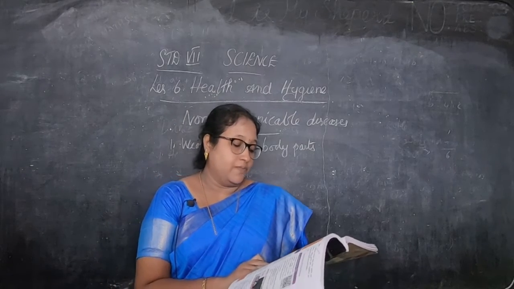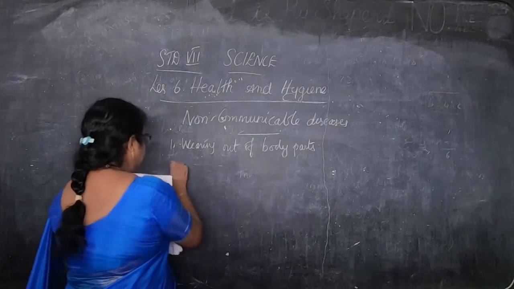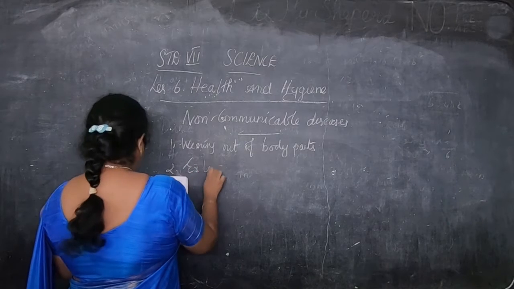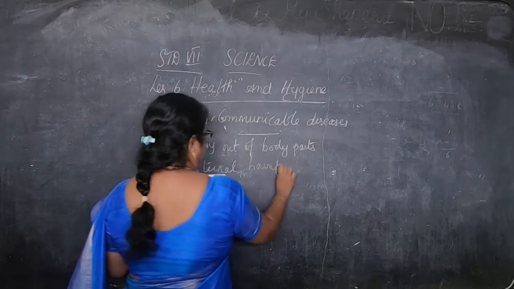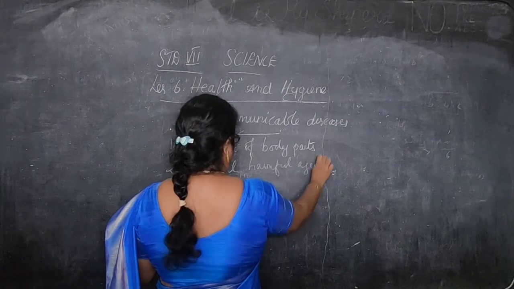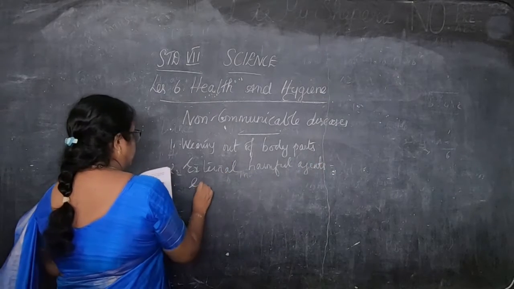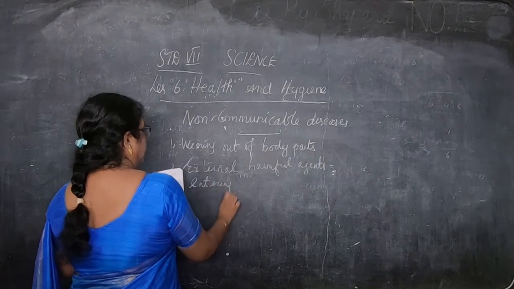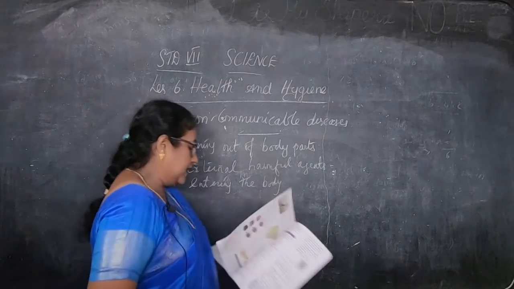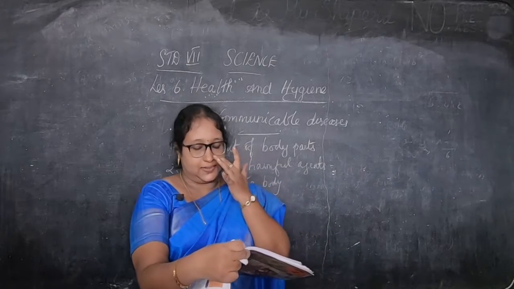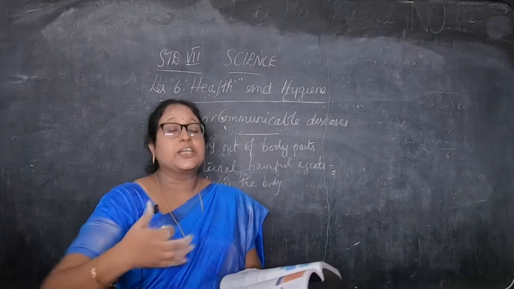Now, external harmful agents entering the body, that is, harmful agents which go inside the body, like allergies, that is rashes on the body, and asthma, that is difficulty in breathing.